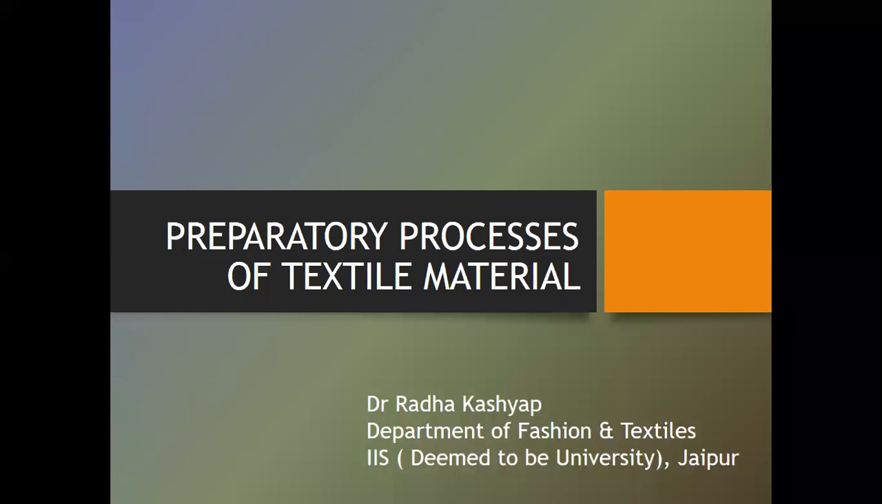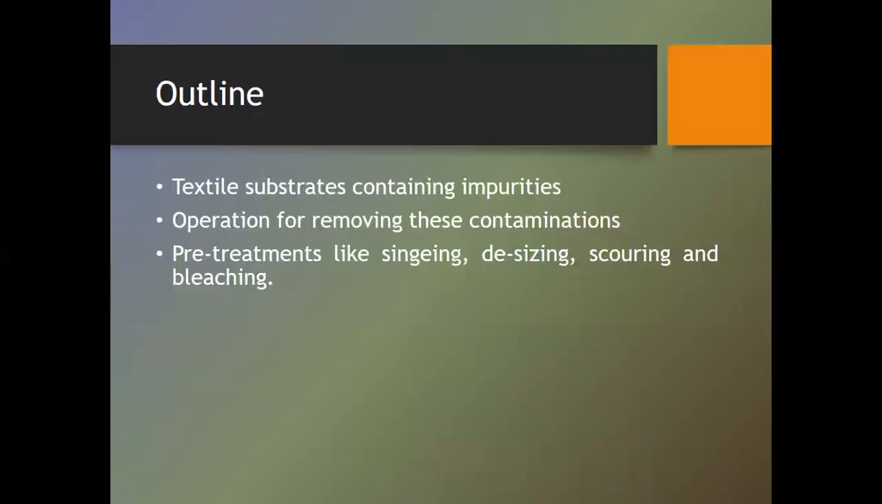Namaskar. Today we will discuss the various techniques of preparatory process of textile material, which is the essential part of the processing. Without preparatory process, it is very difficult to achieve the desired result in dyeing, printing and finishing. So today we are going to talk about the textile substrates containing impurities, operations for removing these contaminations, and pre-treatments like singeing, desizing, scouring, and bleaching.